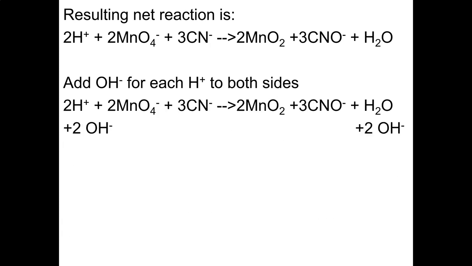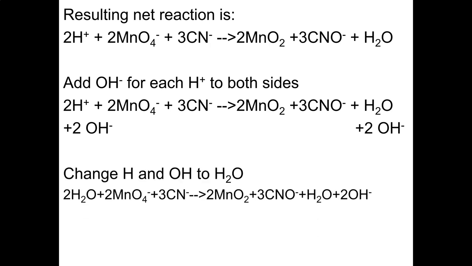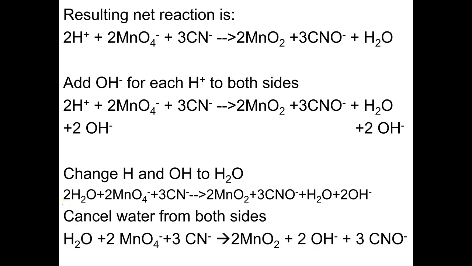So now what do you do? Well, remember, it's basic solution, so we're going to add OH minus. We're going to add 2 on the left and 2 on the right. Convert the H plus and OH minus to H2O. And then as a last step, there's 1 H2O on the right, 2 on the left. Get rid of the one on the right. Make it 1 on the left, and you are officially done.